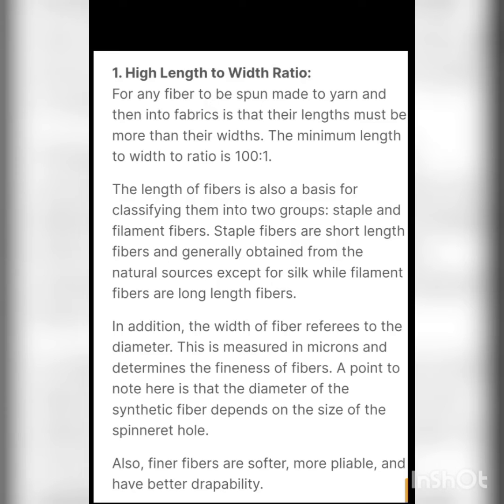The width of the fiber refers to the diameter. This is measured in microns and determines the fineness of the fiber. A point to note here is that the diameter of the synthetic fiber depends upon the spindle hole from which the liquid passes out and is converted into yarns.